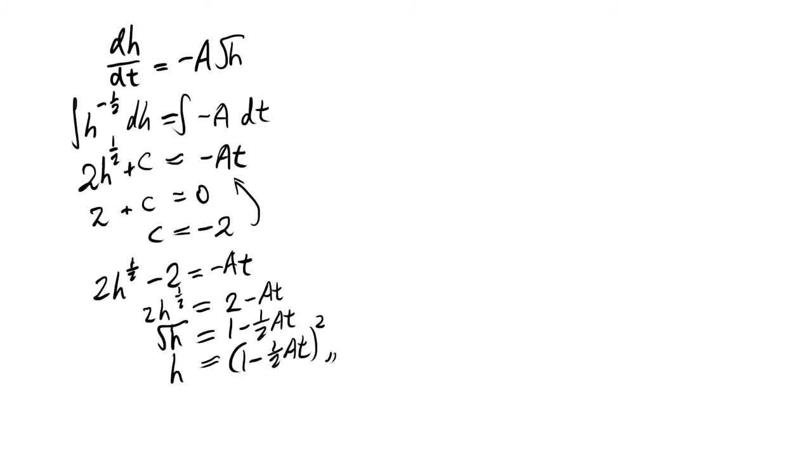And the water stopped leaking when h is 0. This occurs after 20 seconds. So when water stopped leaking, we define it such that dh by dt equals 0. So when this happens when t is 20, and we want to find the value of a and the time when the height of the water surface is 0.5. Okay, so we can try to find a first.